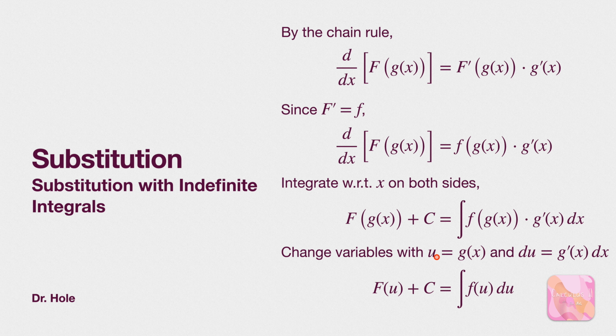So we take our original identification of u being g and compute the differential du. So that's going to require taking a derivative of g with respect to x and tacking on the differential dx. Therefore, g prime of x dx becomes du. Excellent.